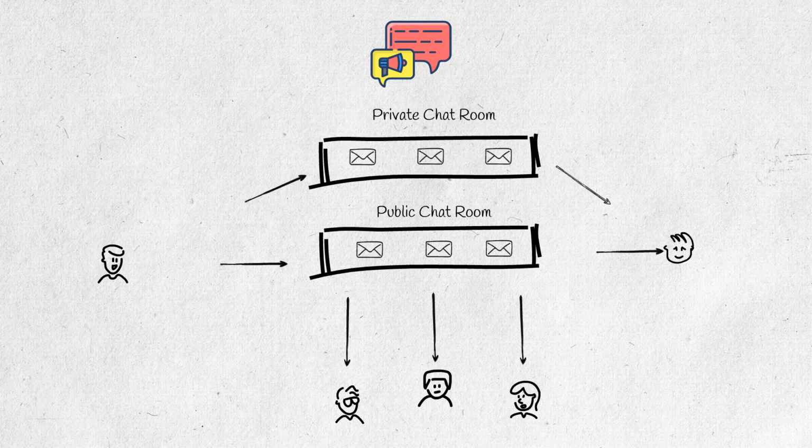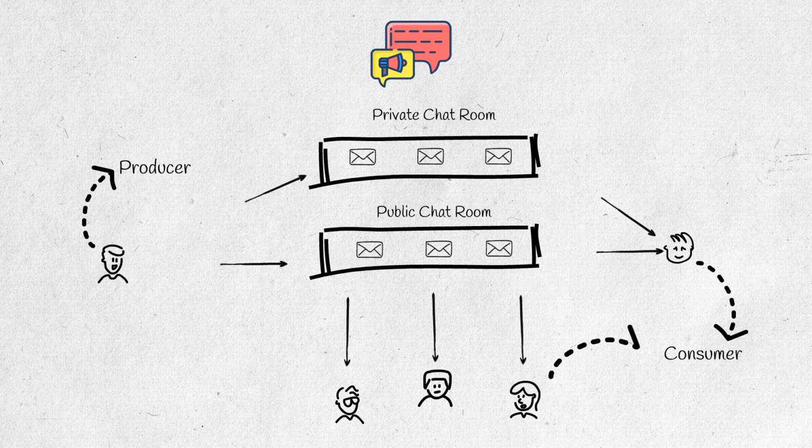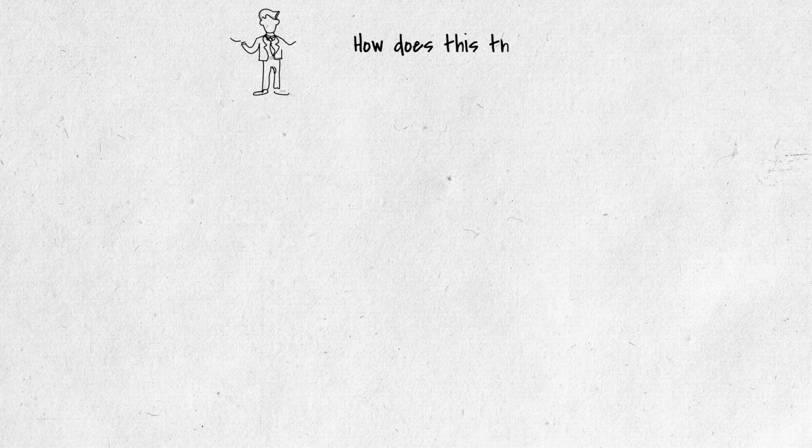How is this related to Kafka? Well, the user who is sending messages is called a publisher. The users who receive messages, or subscribe to the chat room, are called consumers. And the chat room itself is called a topic in Kafka. Let's take a deep dive and see how this actually works.